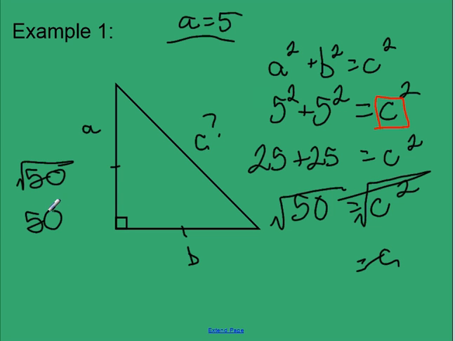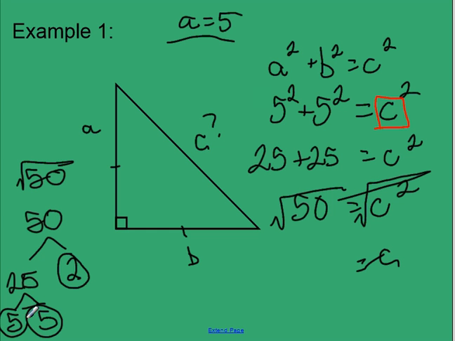You're going to take your number and you're going to find the prime factorization of your number. So 50 is 25 times 2. 2 is a prime number, so I'll circle it. And then 25 factors to be 5 times 5. Those are both prime numbers, so I'm going to circle those. And I end up with 50 is really 2 times 5 times 5, and it's all under this square root.